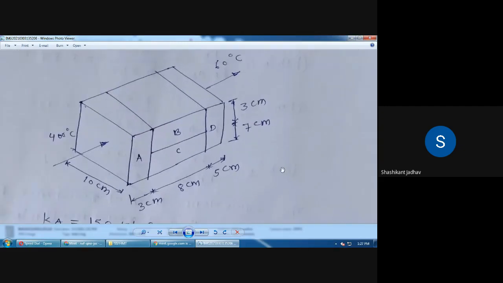Okay. So all of you draw this diagram. Left hand surface temperature is 400 degrees Celsius, and the surface at the right hand has temperature 60 degrees Celsius. 4 layers have thickness 3 centimeter, 8 centimeter, 5 centimeter, and width is given 10 centimeter. Height for layer B is 3 centimeter, and 7 centimeter is the height for layer C. Okay.